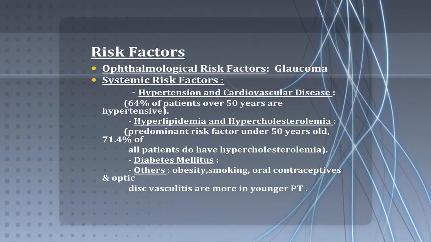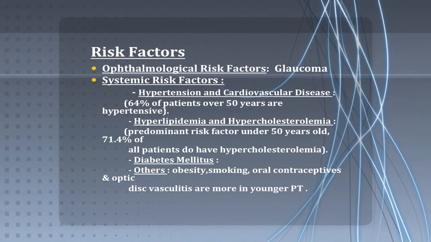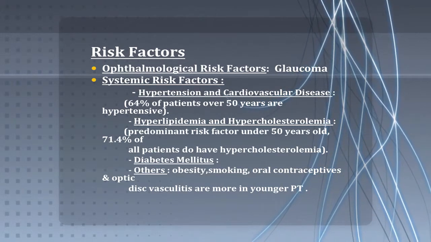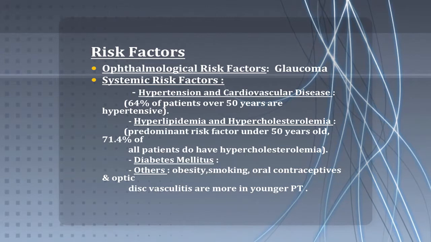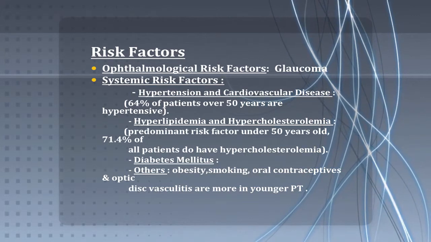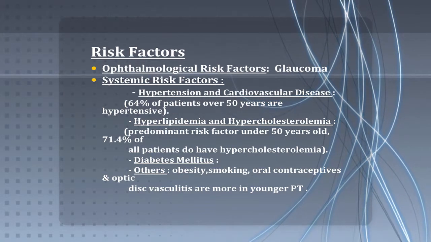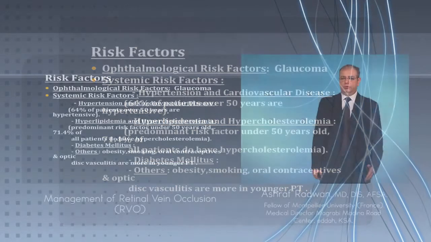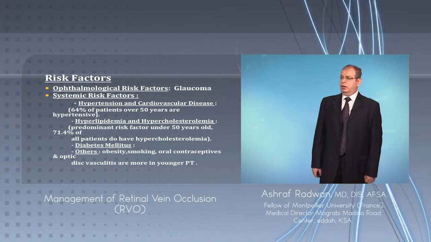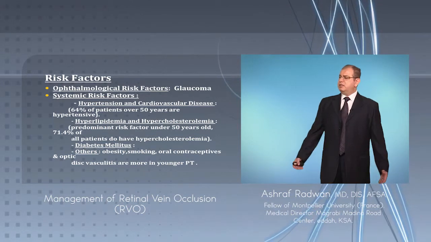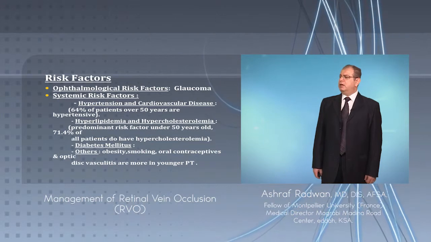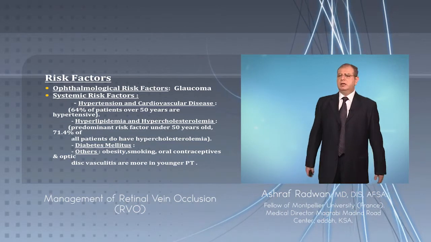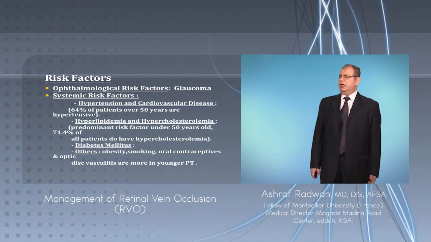Hyperlipidemia and hypercholesterolemia are the most predisposing factors for patients presenting with a retinal vein occlusion under 50 years old. 71.4% of patients presenting with a vein occlusion less than 50 years old have hypercholesterolemia. Diabetes mellitus is one of the important risk factors for vein occlusions. We have other risk factors like obesity, smoking, contraceptive pills, and optic disc vasculitis, which are risk factors especially in younger patients.